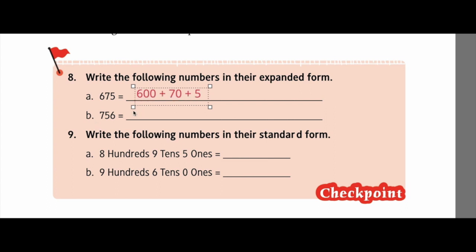B, 756. So 7 is in hundreds place. So we are writing it as 700 and we are putting the plus symbol. After that we have 5 in tens place. So we are writing it as 50. Then in ones place we have 6 and we are writing it as 6. When you add 700 plus 50 plus 6, we get 756.